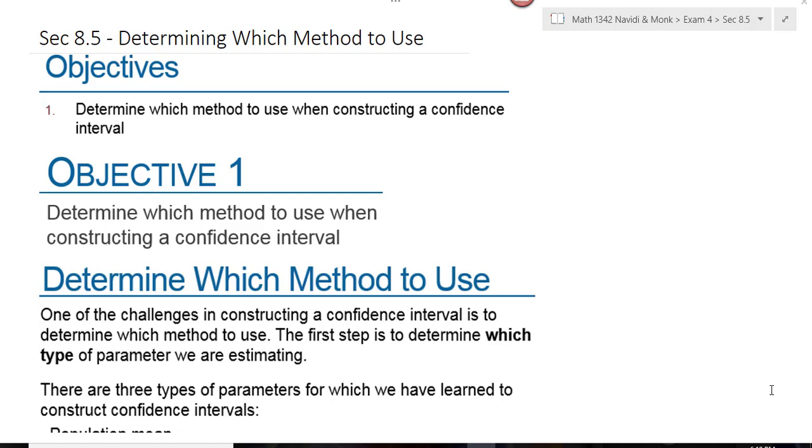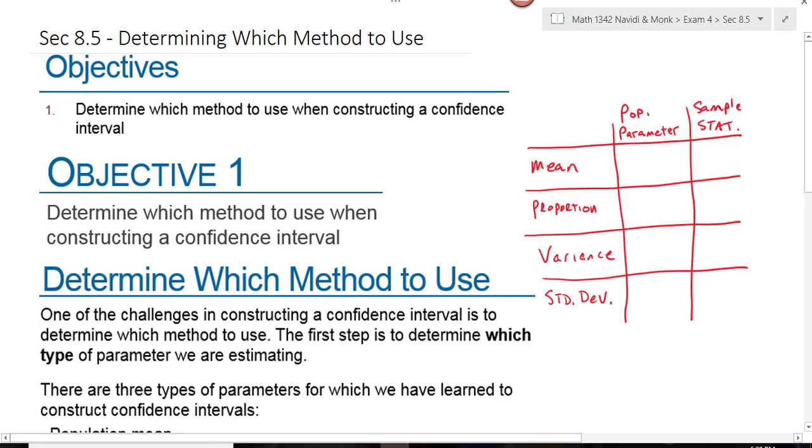Section 8.5 is determining which method to use. There's only one objective here, and that is to understand which method you're going to use. Well, it's all going to hinge on what population parameter you're trying to estimate. Just for a quick recap, the measures that we're interested in are means, proportions, variances, and standard deviations.